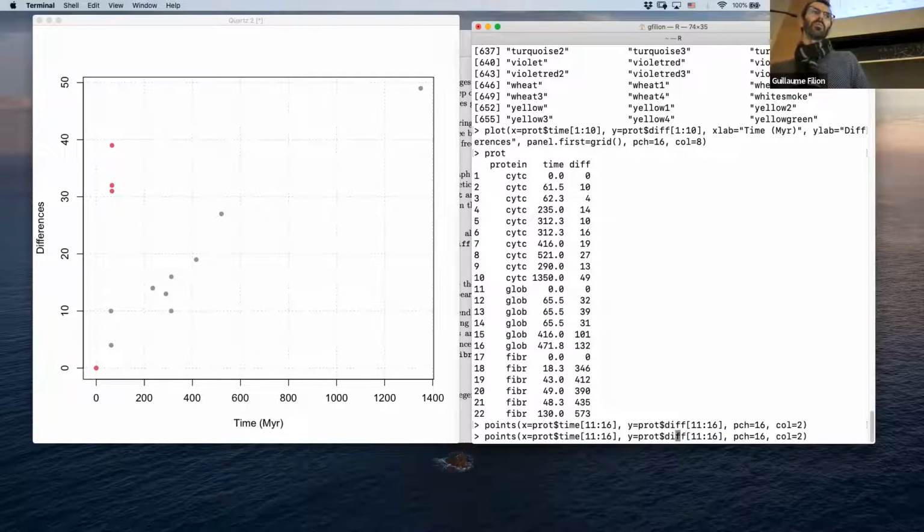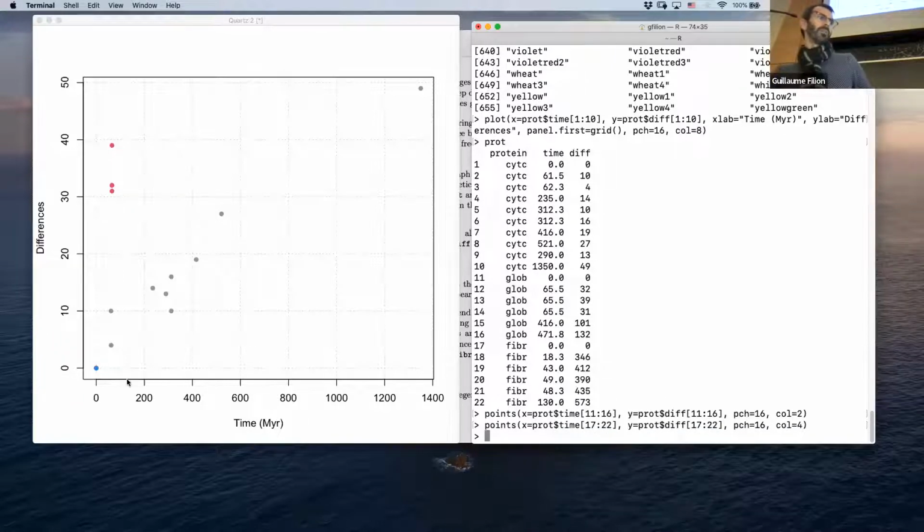So I'm going to take the indices then from 17 to 22. And the color is 4. That's good. And we can see that here there's one point that has appeared here, and that's it. Okay, so in order to do this plot, you need 3 functions. Like the first is plot, then points again.